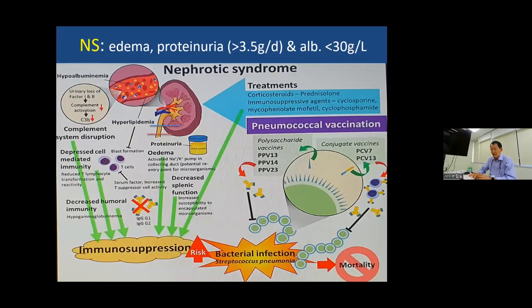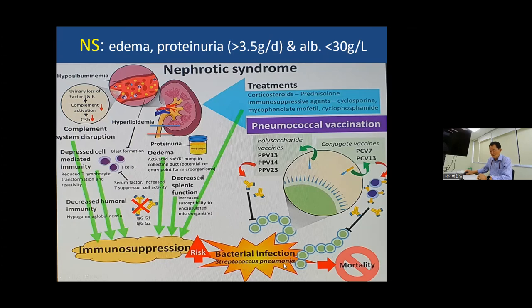So it's called nephrotic syndrome. That's including edema, proteinuria, and hypoalbuminemia. So measuring serum albumin and urine protein and clinical edema, that's called nephrotic syndrome. And so there are a lot of different approaches to control. In the old days, steroid, immunosuppression like cyclosporine, things.